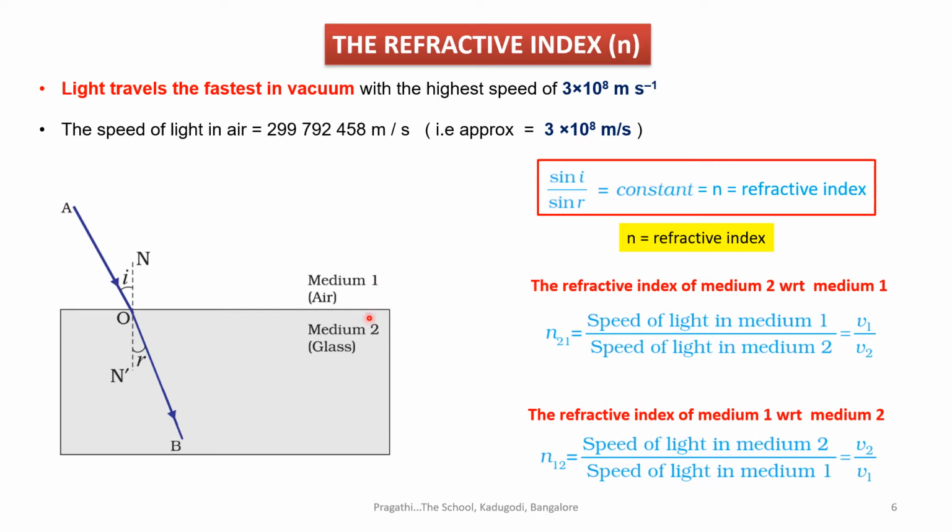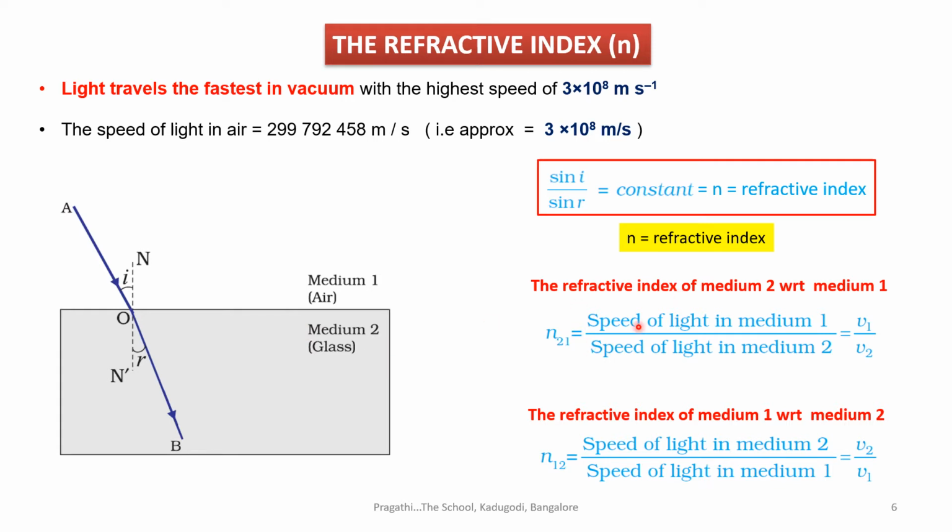So here the two mediums are there. How to represent the two mediums? See here, the refractive index of medium 2 with respect to medium 1. How to represent that? You can write it as n21, that is equal to speed of light in medium 1 divided by speed of light in medium 2. Why? Because the speed is different in air, different in vacuum, different in glass, different in oil, different in quartz. So we have different refractive indices for different mediums or different materials available on earth.